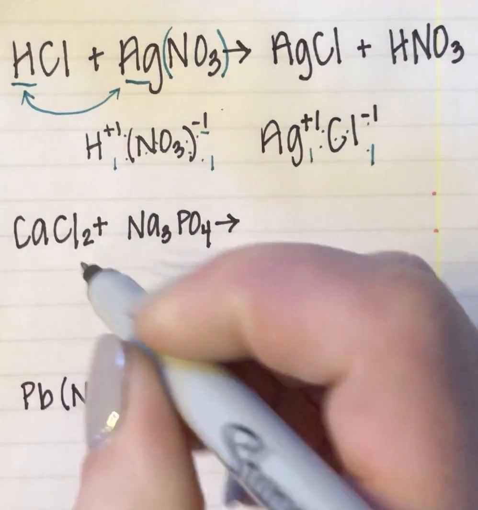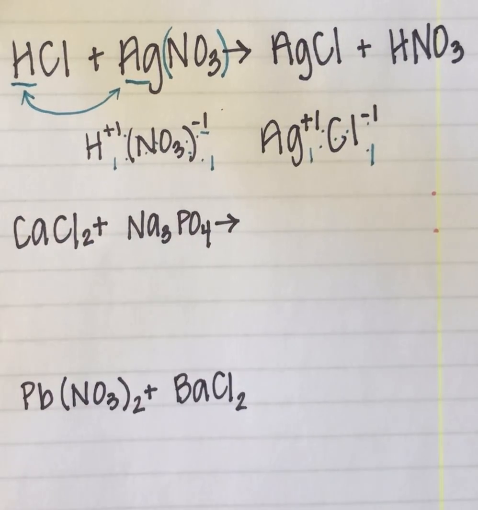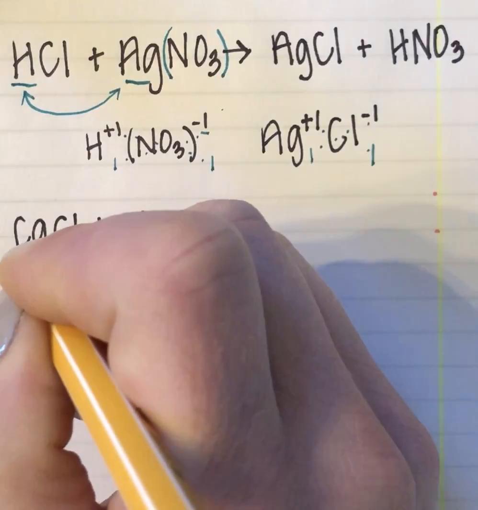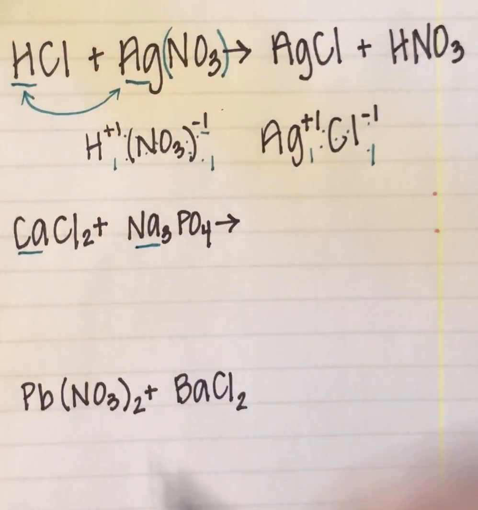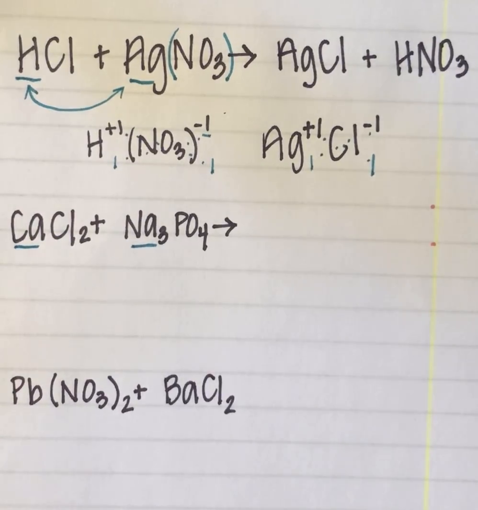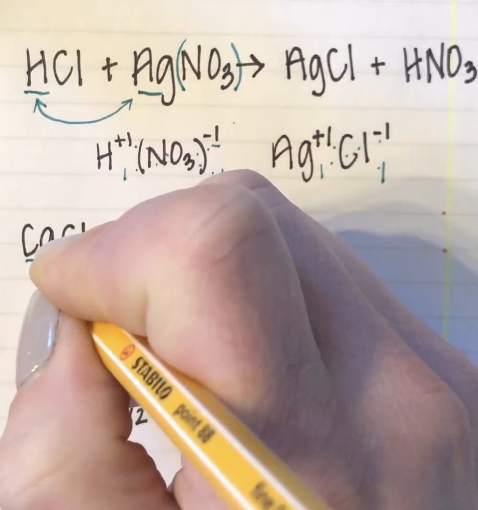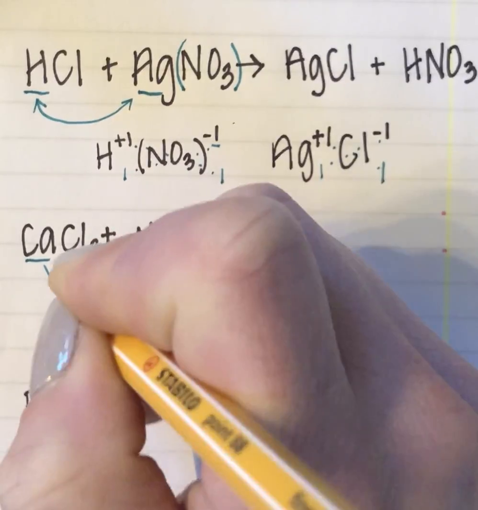Going to the next example, we've got to identify our cations. So we've got calcium and sodium. And I know they're my cations because they are my metals. That means they're going to be losing electrons, and they will gain that positive charge because they will now have more protons than electrons. And remember, cats have paws. And so our calcium will swap with our sodium.